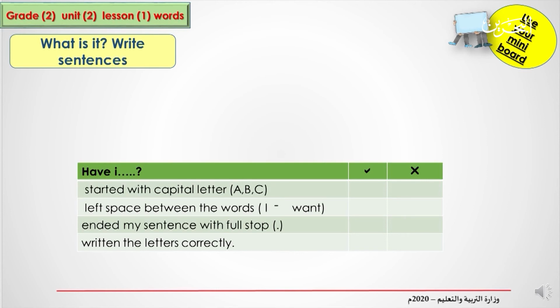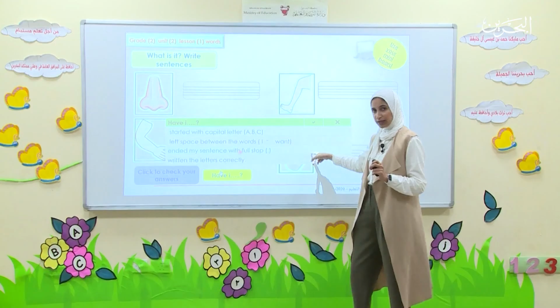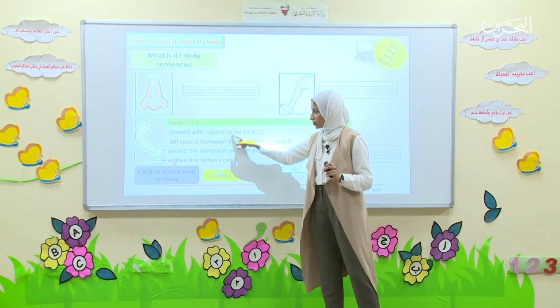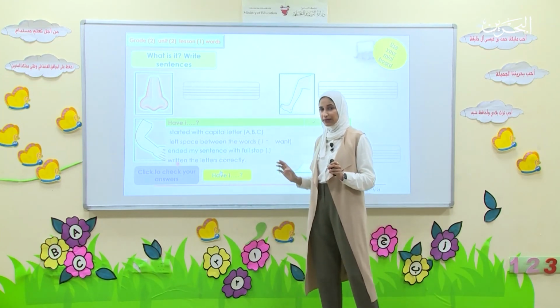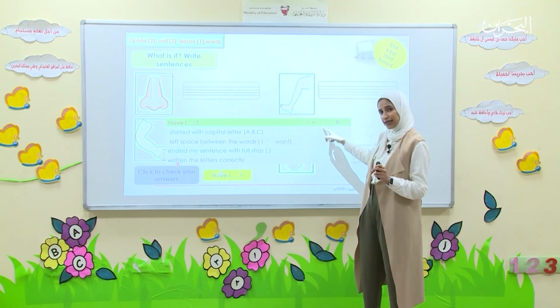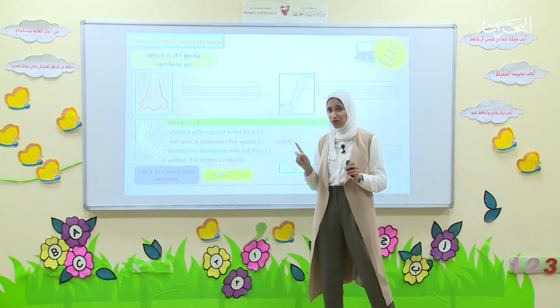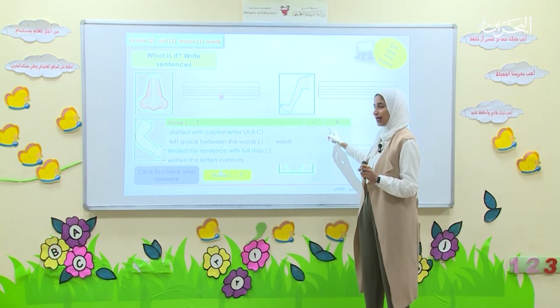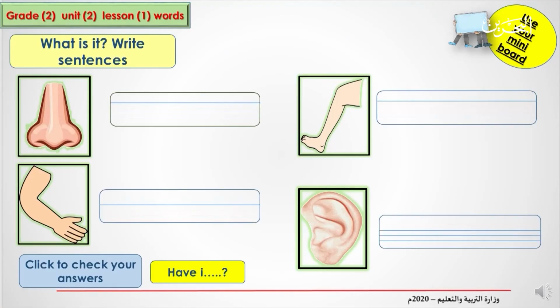So when you finish writing, go back to this box, and if you did the first one, for example, you started with a capital letter, you have to put a tick. If not, you forgot, put X. You have 3 minutes. Start.